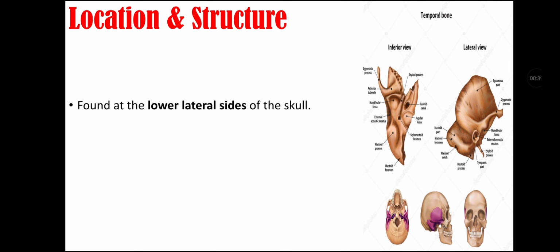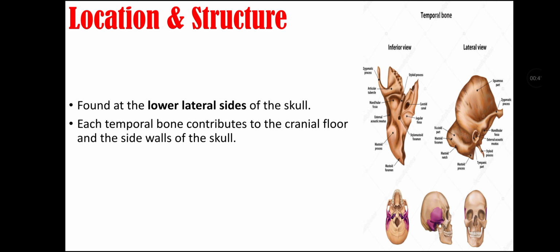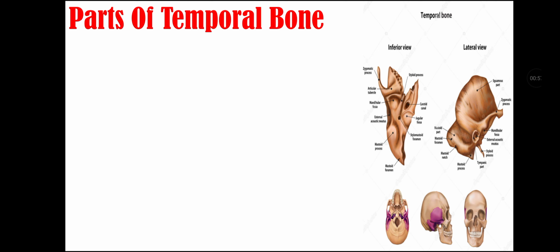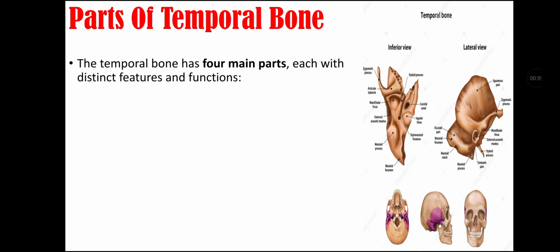Location and structure of temporal bone. It is found at the lower lateral sides of the skull. Each temporal bone contributes to the cranial floor and side walls of the skull. They articulate with the parietal bone, occipital bone, sphenoid bone, and zygomatic bone, as well as the mandible at the temporomandibular joint.